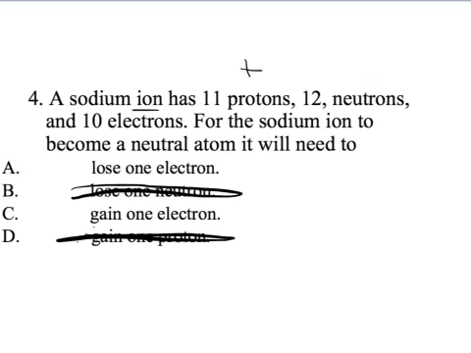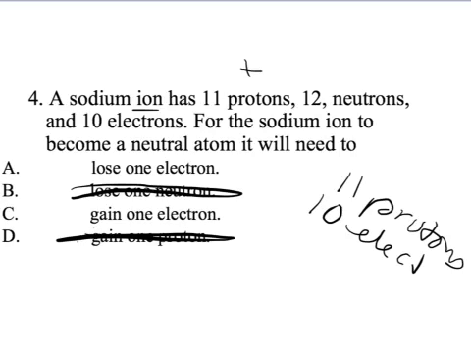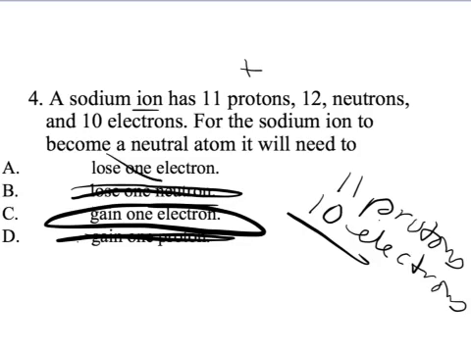Okay, we have 11 protons, 10 electrons. How do I make that 10 electrons equal the number of protons? Well, to do that, I add 1. So I need to gain 1 electron. Because if I lost 1 electron, that would take me to 9 electrons.